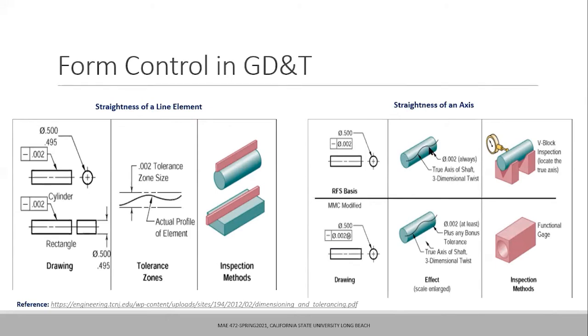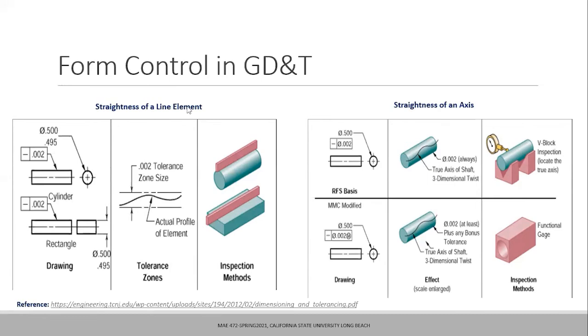So now coming to form control in GD&T. As I described in the very beginning, there are different types of symbols. They control the form, orientation, the runouts, and the location. So we will see some of the ways that the GD&T symbols are specified, the tolerance zone, and how they are inspected. And you can get more information from this reference, as I mentioned here.